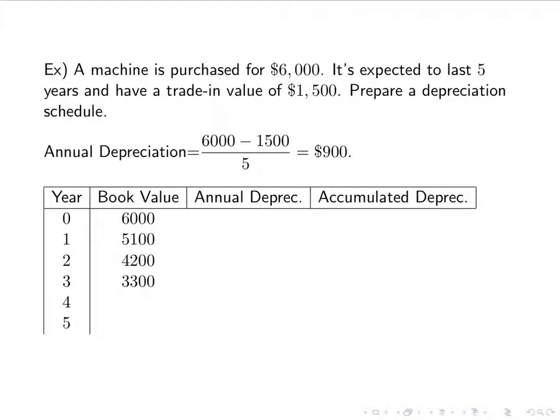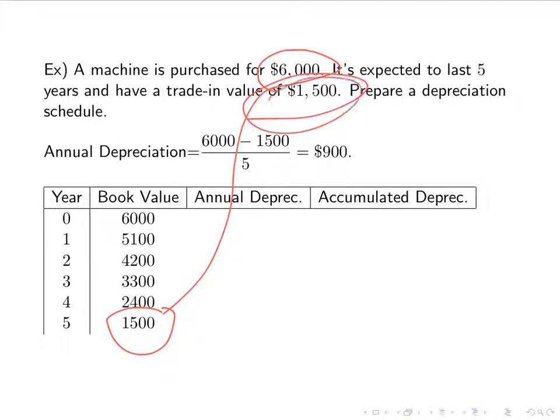I subtracted another $900 and I get $3,300. I do it again and I get $2,400. I do it one more time and I get $1,500. If I do it correctly, my book value should be the trade-in value. So my book value for my last year is always the trade-in value.